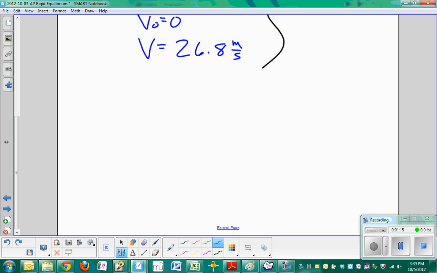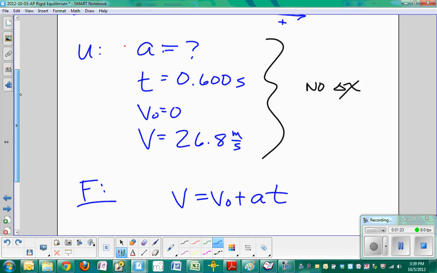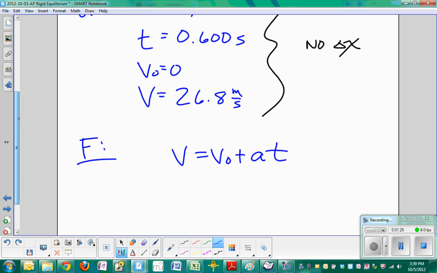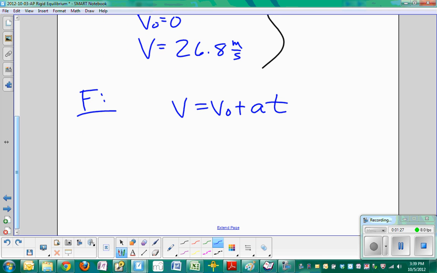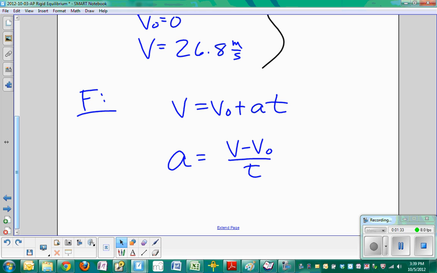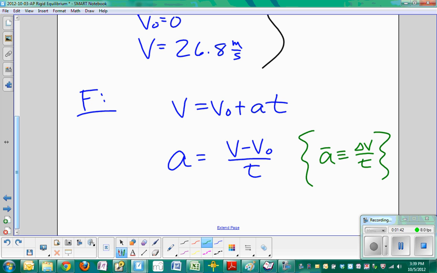So, as with last time, our formula is V equals V naught plus AT. Now we're looking for the acceleration based on the time and the change in velocity. So rearranging, we get A is equal to V minus V naught over T. This should look familiar because this is really the definition of average acceleration, isn't it? You can see that this is delta V, V minus V naught.